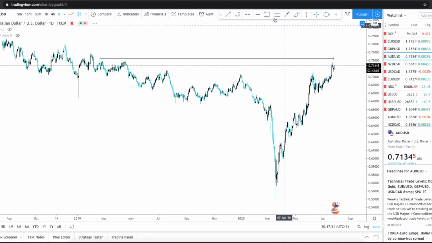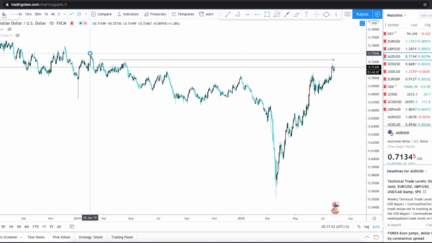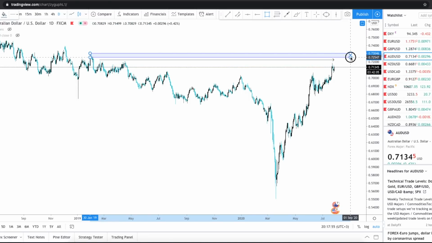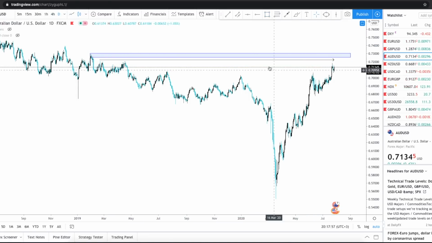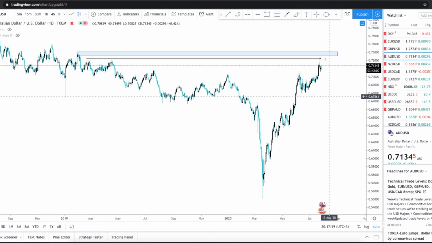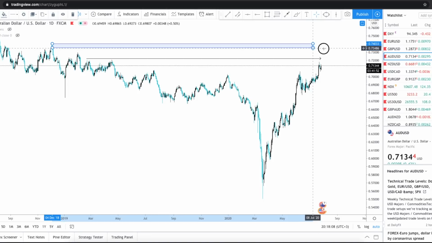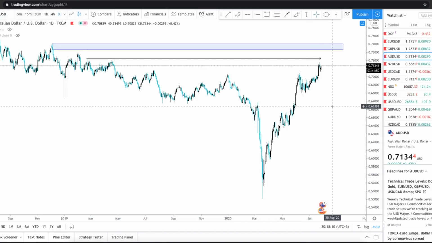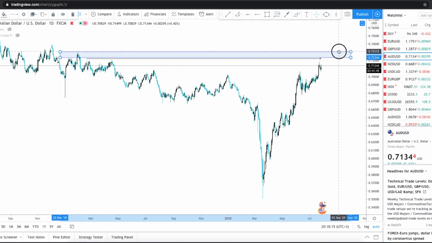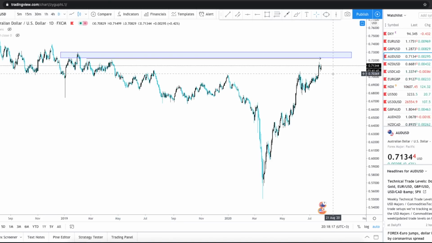So I'm not going to be surprised if AUD USD comes up to this area right here. And this is on the daily time frame. I have no doubt that AUD USD is going to come up here and then reverse. If not this area, then most definitely this is where the price will come back to. So AUD USD is still pretty bullish, very strong.